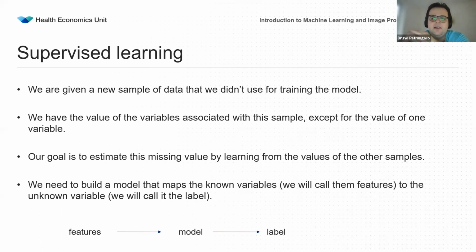So we have a sample of data, quite a big data set where we have both the predictors and the answer, the Y to those predictors. Now we're given a new row, a new sample of data, and the Y is missing, and we're trying to predict it. So that is supervised learning. We need to build a model that maps the features, the predictors.